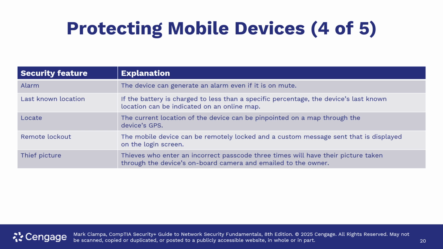You also have the ability to have the device generate an alarm, or report the device's last known location. If the device has GPS, it can have a locate function. You can have remote lockout and a custom message displayed on the login screen. Or a thief who incorrectly types in the password three times will have their picture taken and then emailed to the owner.